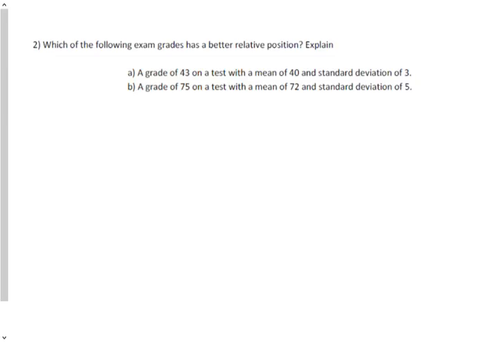So for A, the 43 minus 40 over 3. For B, it'd be 75 minus 72 over 5. And your job would be, let's see what each of those is. So this is a z-score of 1, and this is a z-score of 0.6. So both of these students did above average, but the first one, the kid that scored the 43, actually did better compared to his peers in the class.